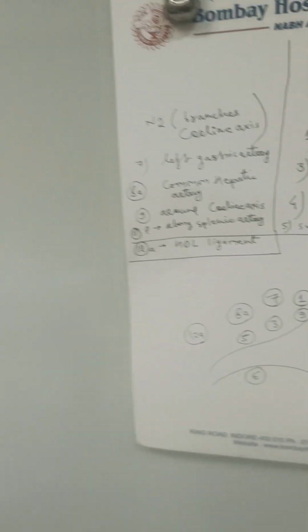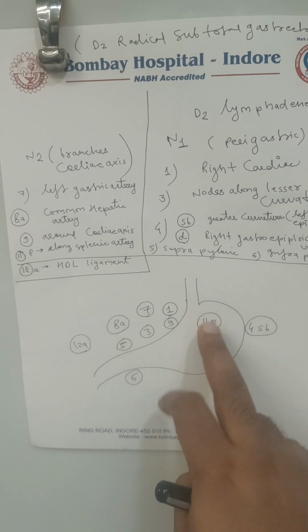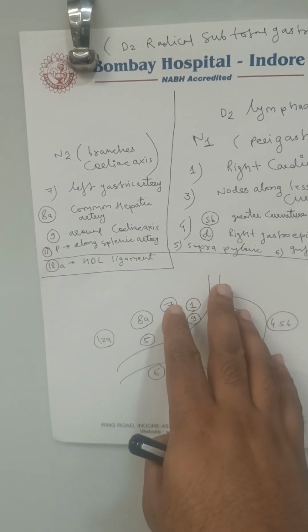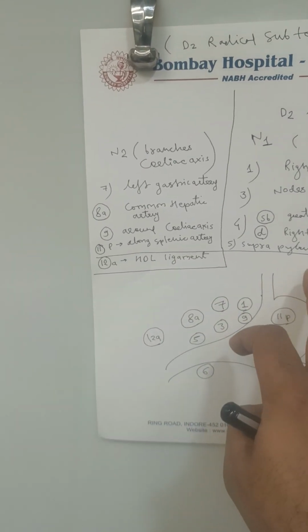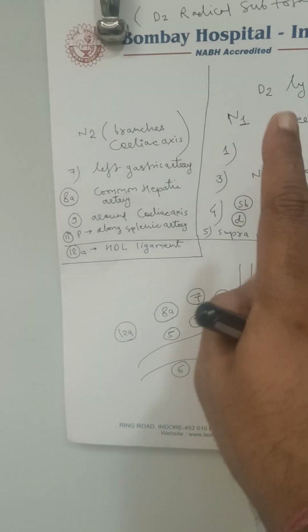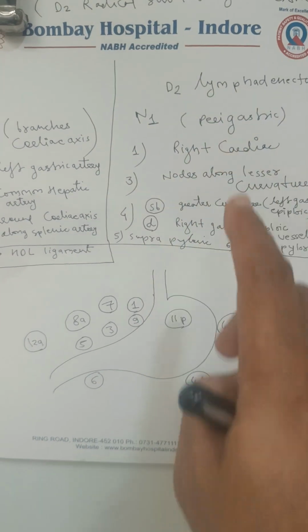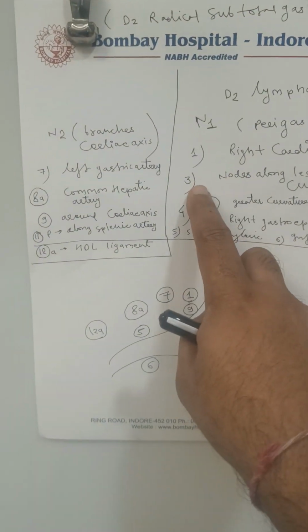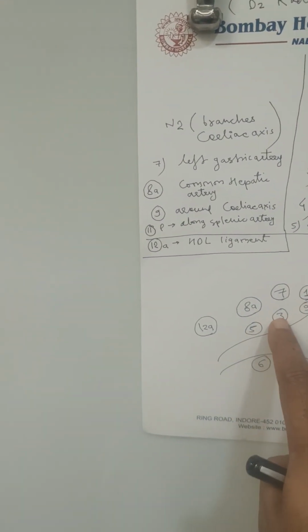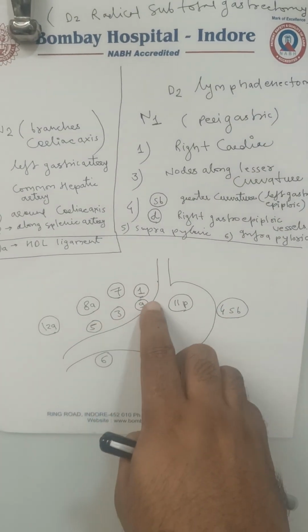But suppose you are doing a body tumor and there are lymph nodes along the splenic hilum, then you have to remove that second tier lymph node also. But in subtotal, no need to remove the second one. First you have to remove the right cardiac. Then come node 3, nodes along the lesser curvature. You can see the nodes along the lesser curvature.